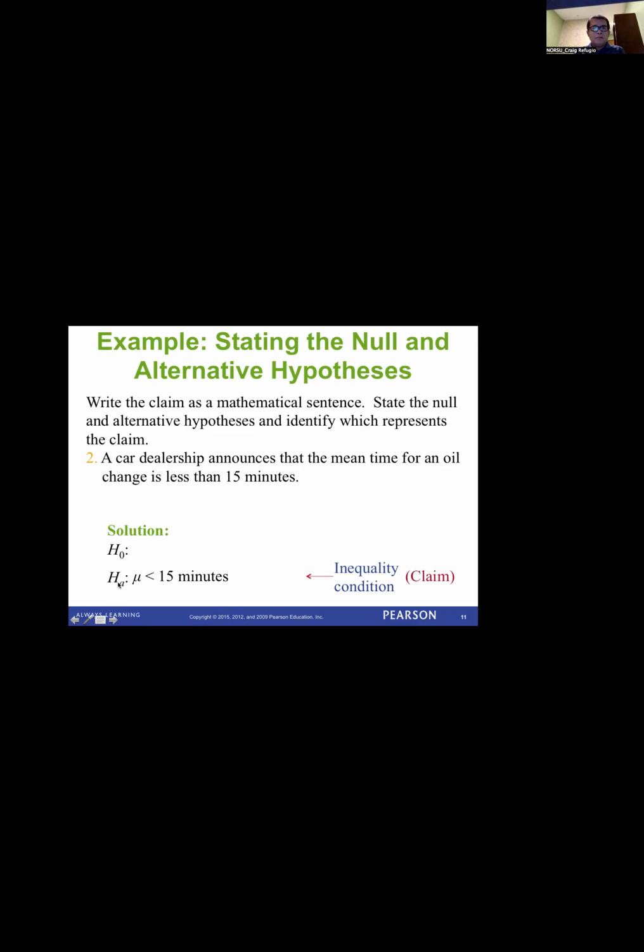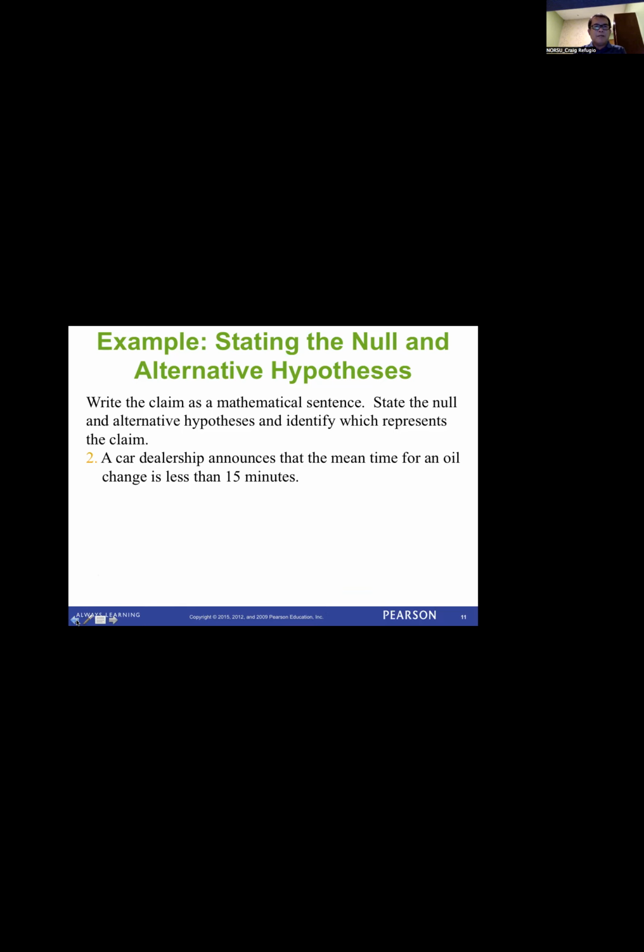So how do we know that HA is mu less than 15 minutes? Since the given is not in terms of percent, we can now use the Greek letter mu. So I said the Greek letter mu represents the population mean. And if the given is percent, then what you are going to use is small letter p that represents proportion. So how do we know that this less than 15 minutes should go to HA?